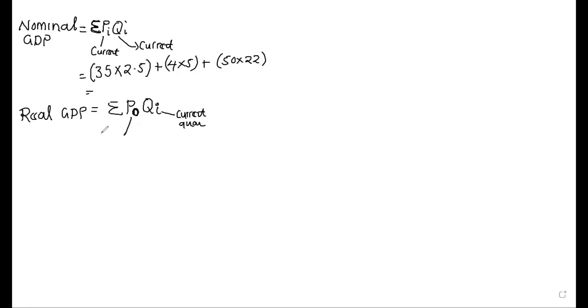Then this one here is the initial price, or the price in the base year. So you get the prices in the base year. Current quantity is what you have. So, for example, let's calculate our real GDP for 2020.